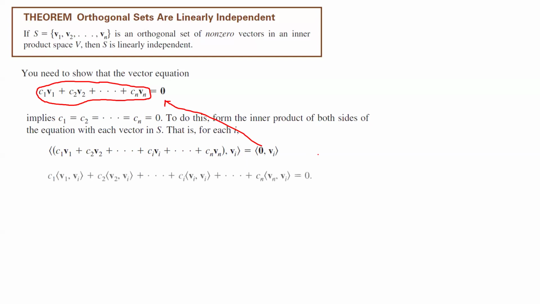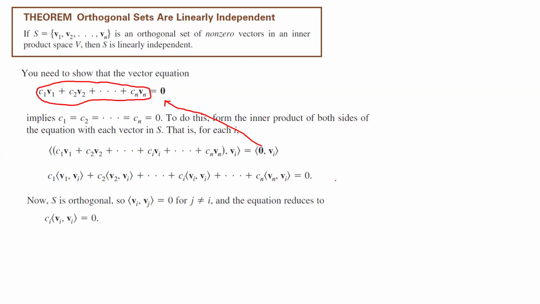comma vi. So here you have c1 times the inner product between v1 and vi, plus c2 times the inner product between v2 and vi, plus ci times the inner product between vi and vi, plus the rest of the terms, and cn times the inner product of vn and vi. On the right-hand side, it must be equal to 0 because you have the inner product between the 0 vector and any vector, which must be 0.